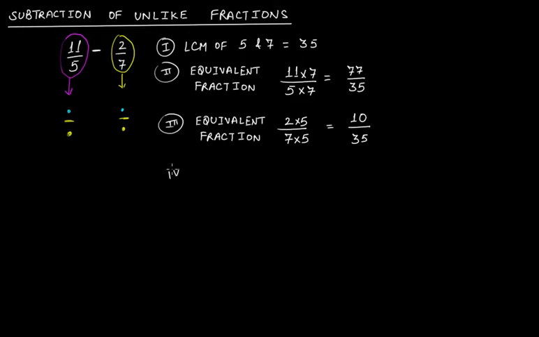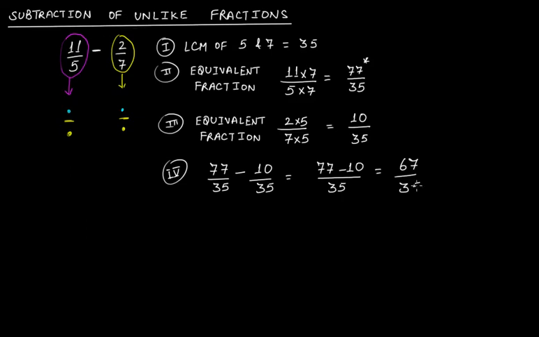The fourth step is to find the subtraction. So this is the first one, the equivalent fraction for 11 by 5, so 77 over 35, minus this one, the equivalent fraction of 2 over 7, that is 10 over 35. So this will be what? 35 in the denominator, and 77 minus 10, this will be 67 over 35.